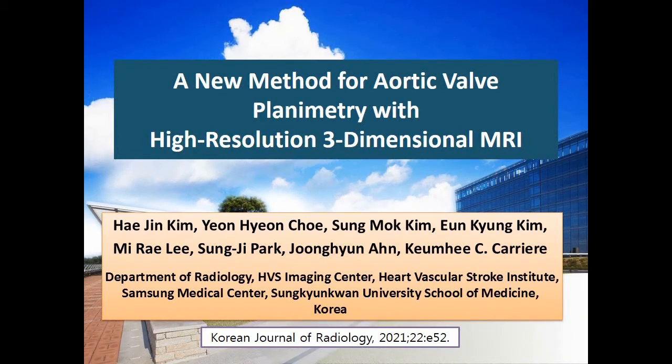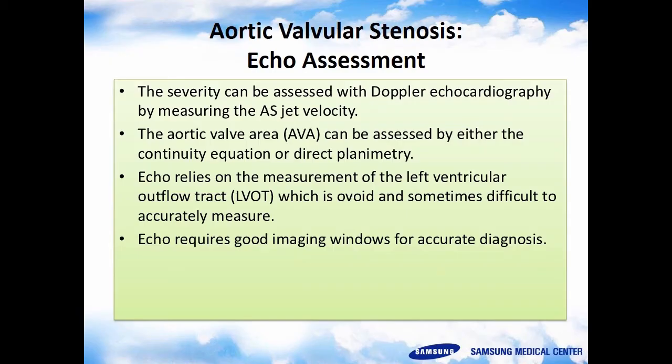Dear colleagues, we introduce our study on a new method for aortic valve planimetry with high-resolution three-dimensional MRI. The severity of aortic stenosis can be assessed with Doppler echocardiography by measuring the AS jet velocity. The aortic valve area can be assessed by either the continuity equation or direct planimetry.